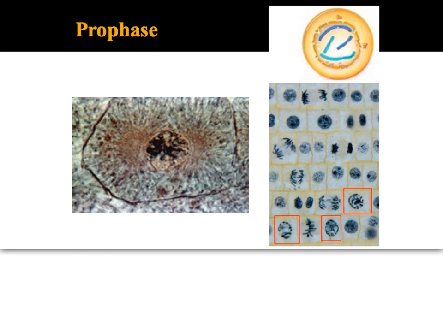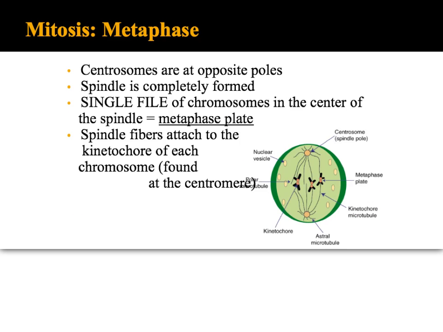And here is a picture of a cell actually going through prophase. You can tell it's prophase because the chromosomes are in their condensed form. They're not all spaghetti-y. They're in these little dense X's you can see in the picture there. Okay, so that was prophase.